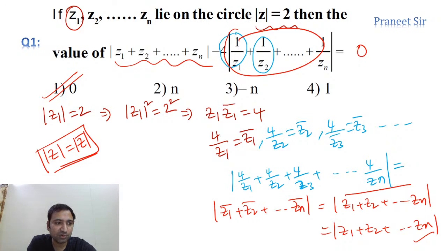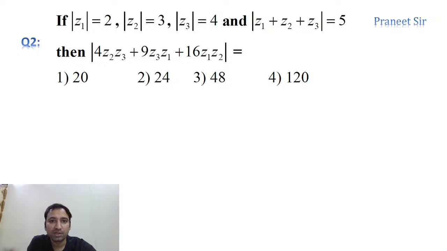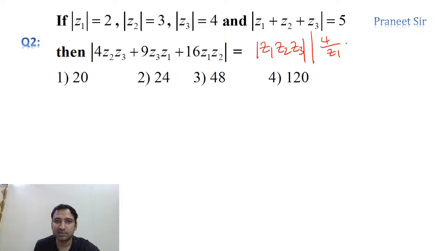Right, chalo, let's move to the next question. So this is the next question. Similar method, guys. Just like the first question, it is also a similar method. What we can do is bring z1, z2, z3 outside. If you bring it outside, can we write it as mod z1 z2 z3 into modulus of 4 by z1 plus 9 by z2 plus 16 by z3? Can I write it like this?